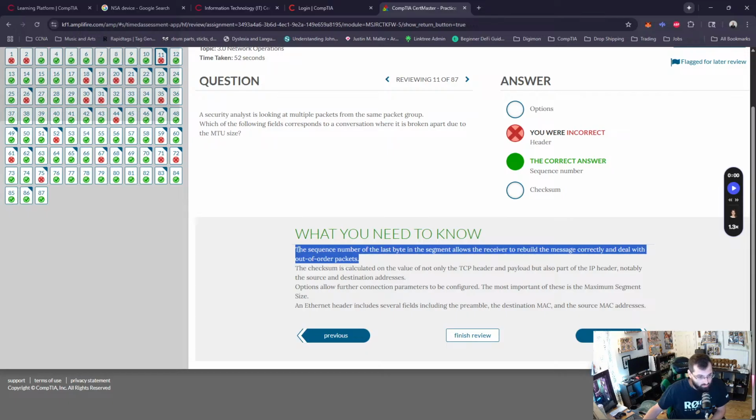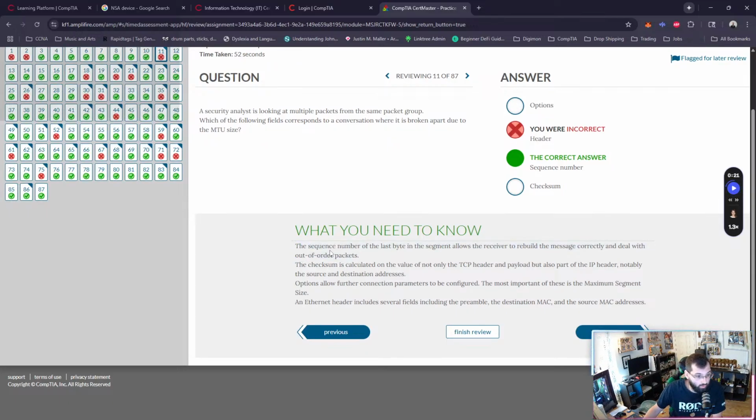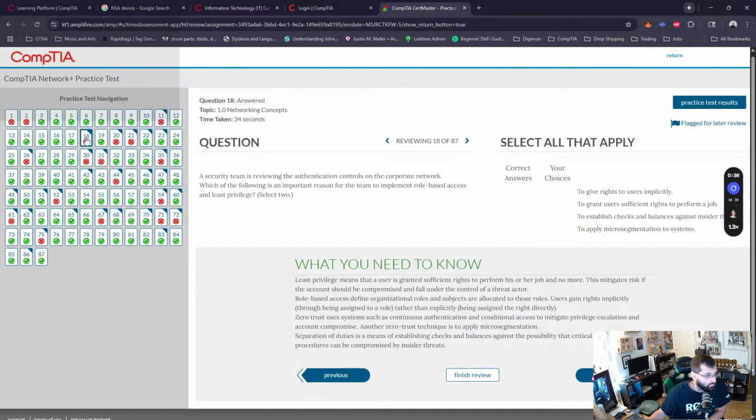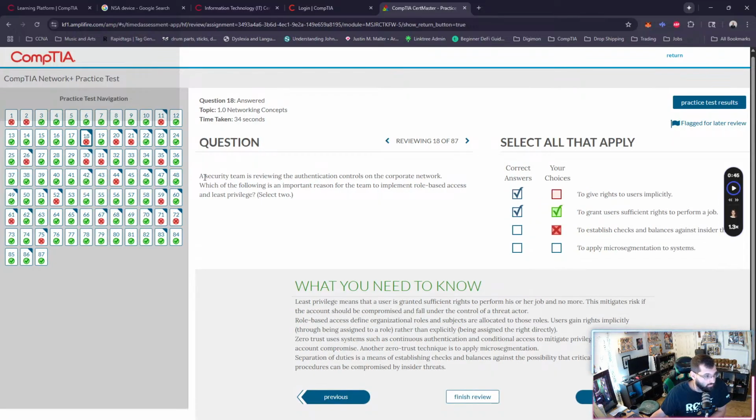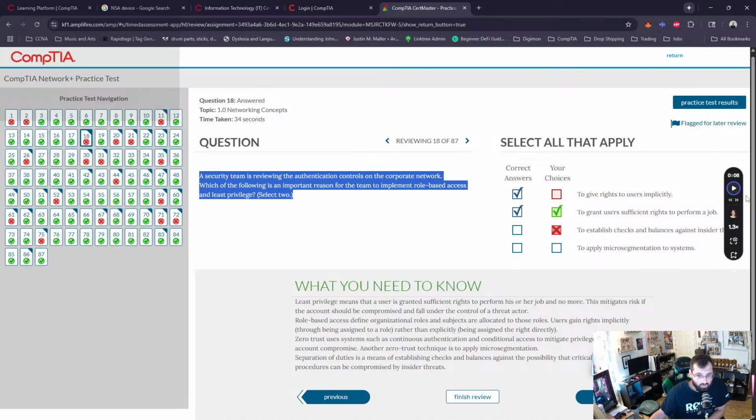Still not going to read it to me? Nobody wants to hear me read. Oh, here we go. Sequence number of the last byte in the segment allows the receiver to rebuild the message correctly and deal with out-of-order packets. Okay. Got it. Next. Almost every single one that I flagged, I got wrong. There's very few that I flagged that I did not get wrong.